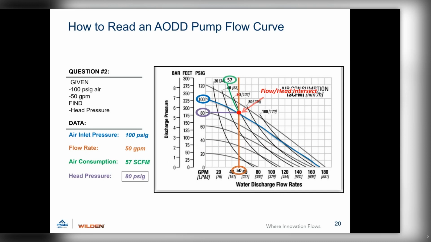So a lot of times customers don't have gauges, but they do know how much flow they need, and they know how much air pressure they have in the plant. So this is where it's very important to understand how to read a curve so that we're sizing the correct pump for that application.